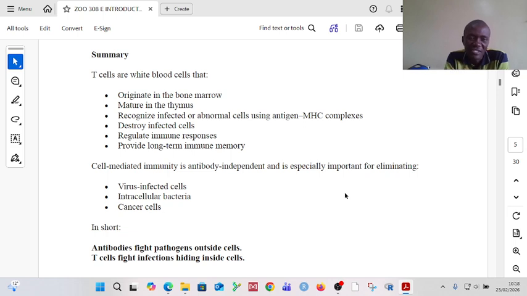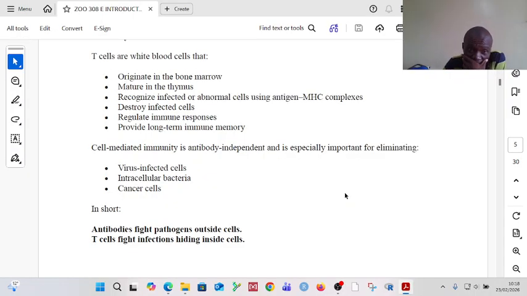The only difference is one of them is looking at the pathogens that are found outside the cells. Those are antibodies. That type of immunity is humoral immunity. Then the T cells are concerned more with the antigens, with the pathogens that are inside our cells. Okay? Cell-mediated immunity. Up to that level, we've covered T cells.